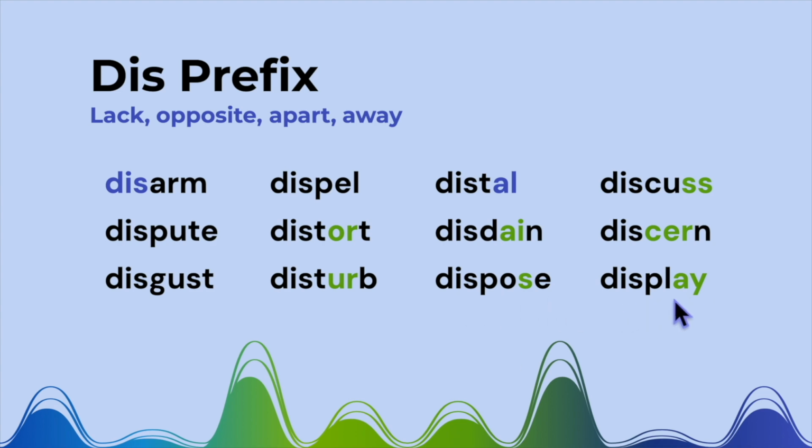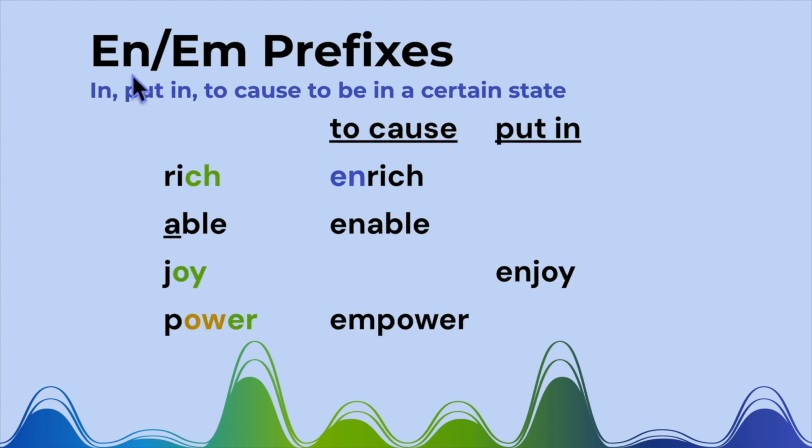AY says A, display. The prefixes en and em both mean in, to put in, or to cause something to be in a certain state. CH says ch. So we have the root rich. Enrich means to cause something to be rich. Here we have the root able. Enable means to cause someone to be able.